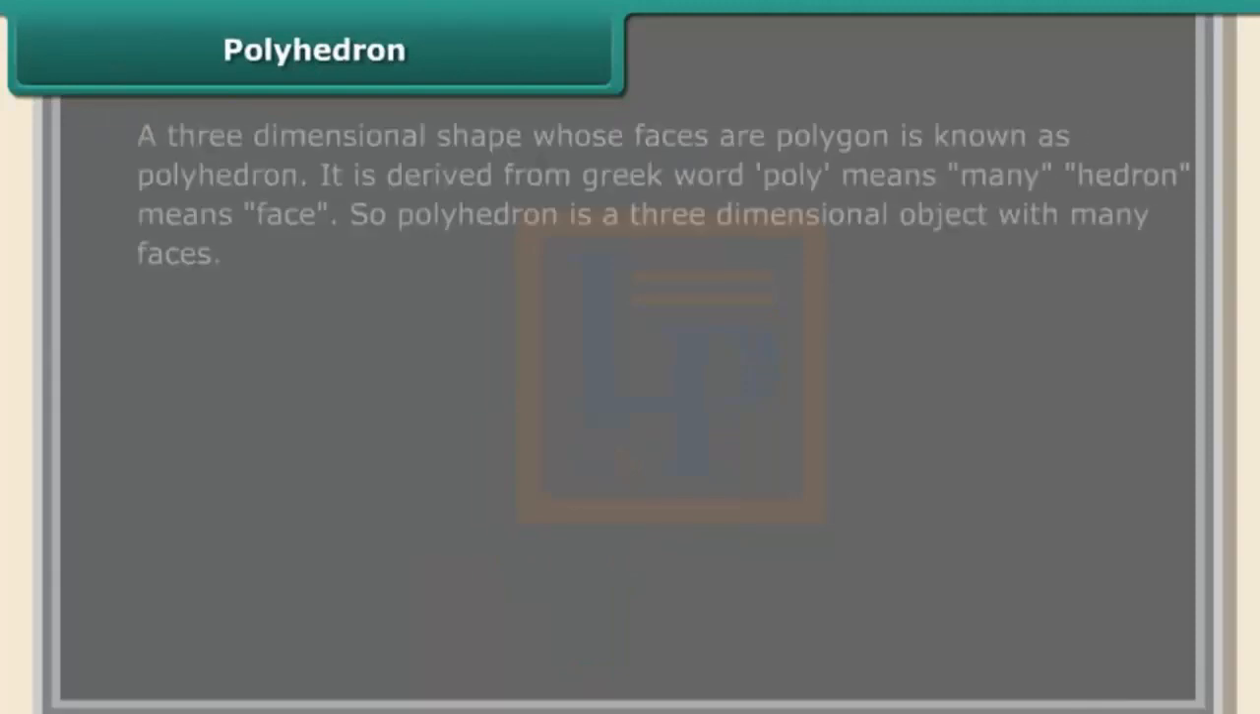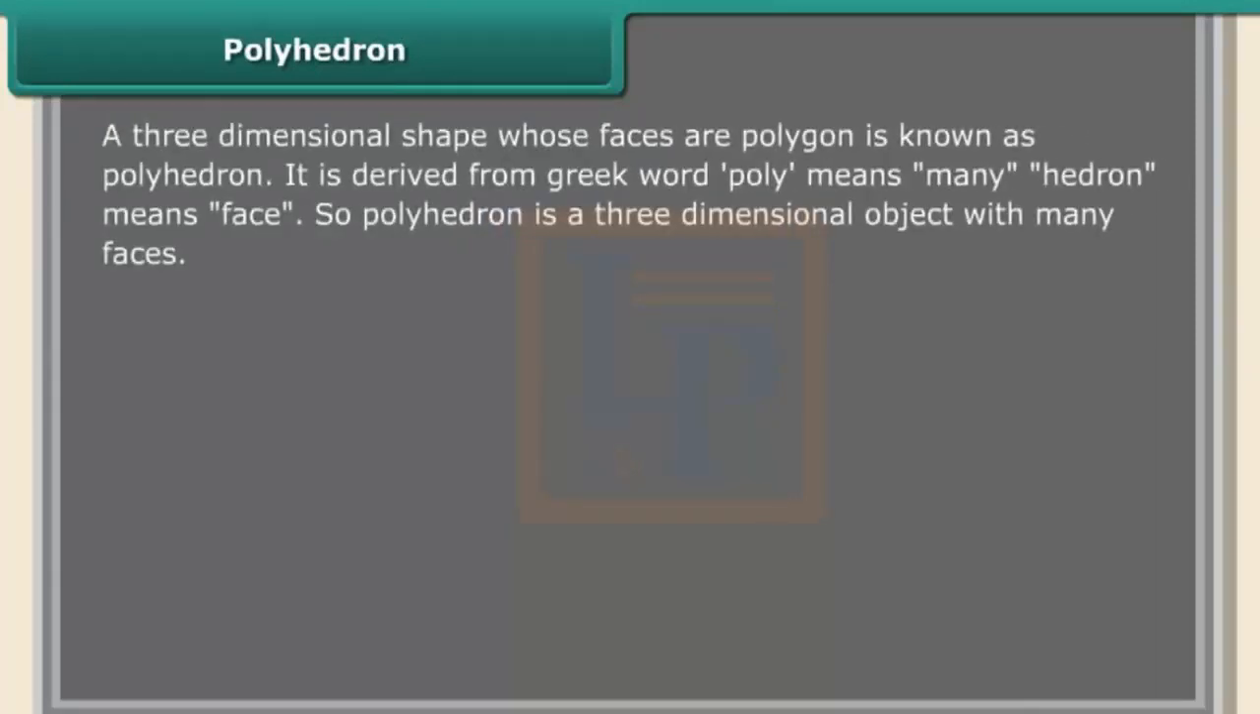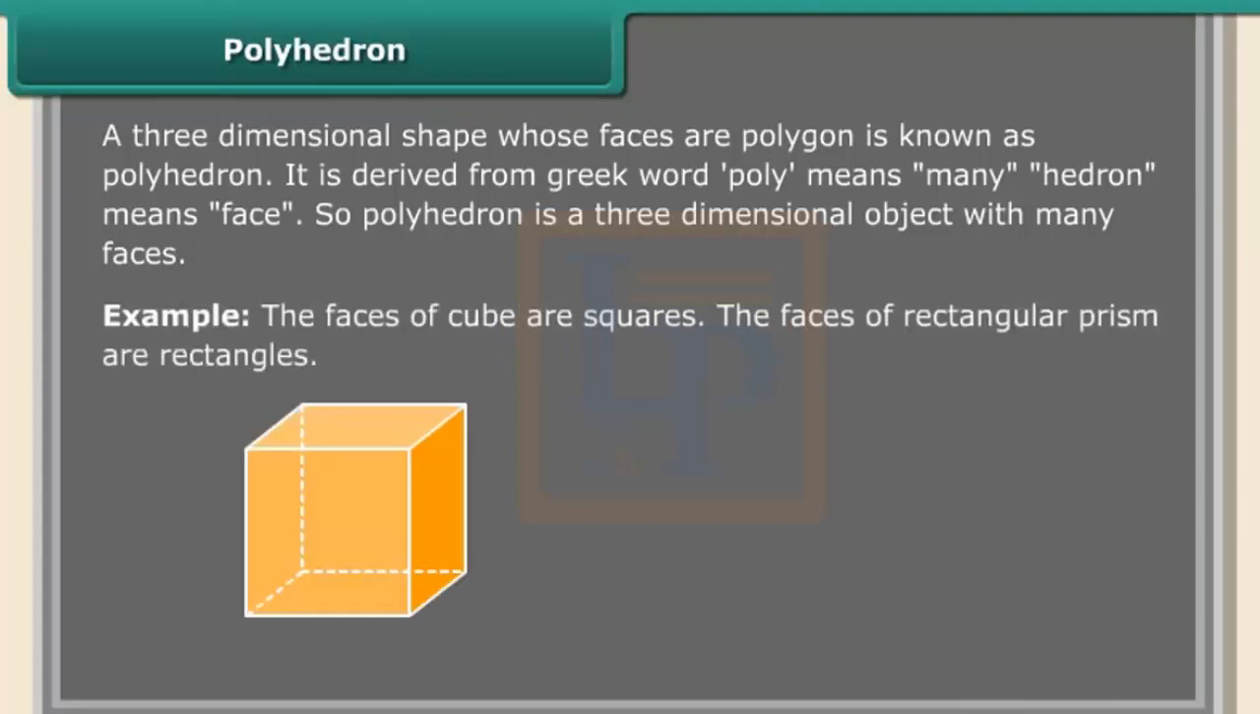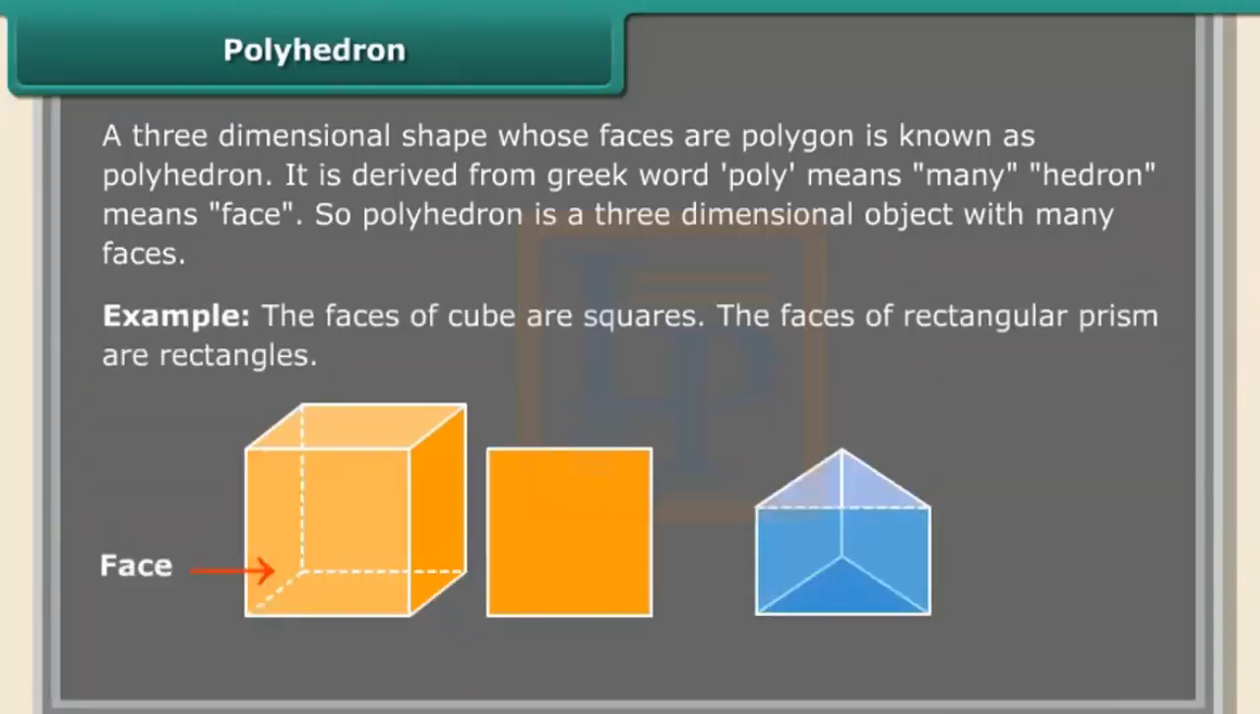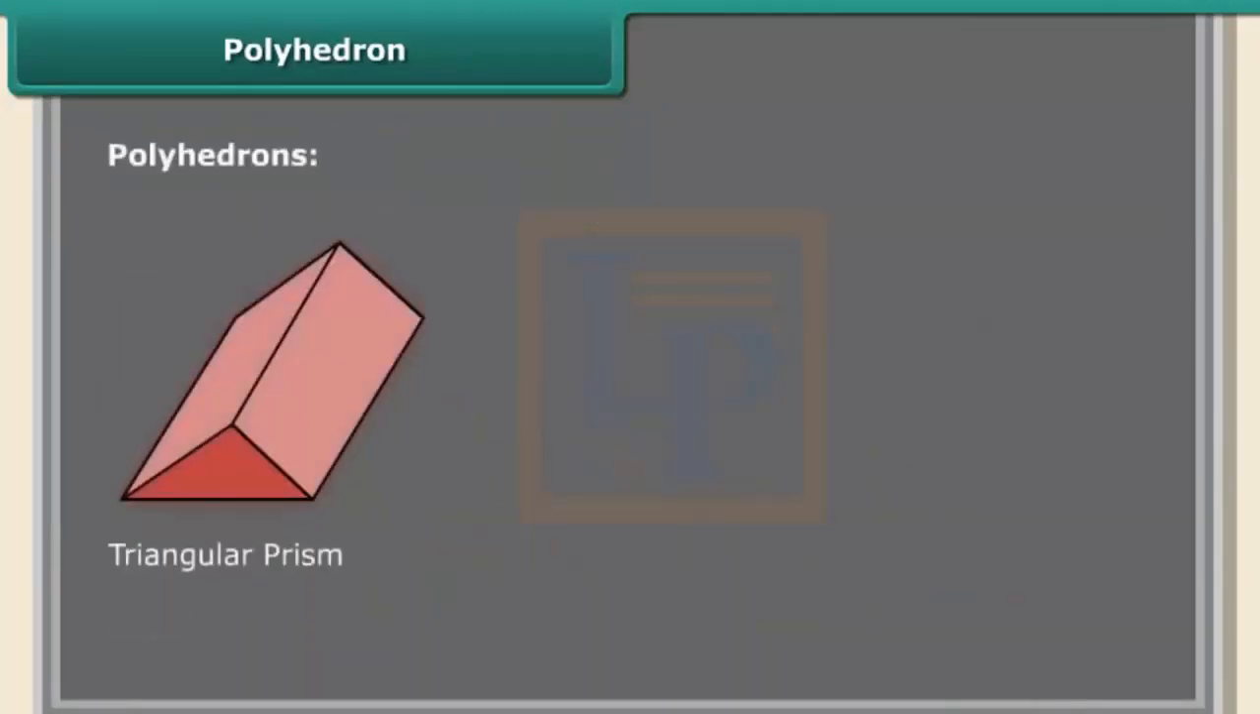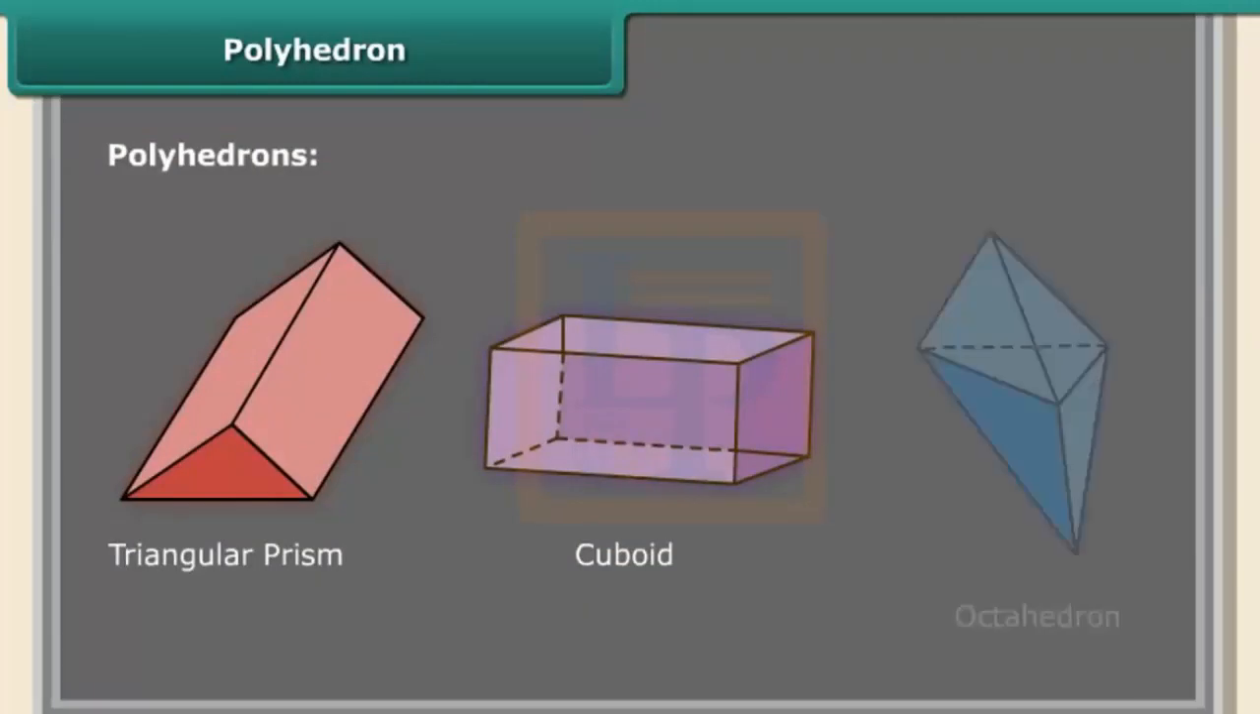Polyhedron. A three-dimensional shape whose faces are polygons is known as polyhedron. It is derived from the Greek word poly meaning many, hedron meaning face. So polyhedron is a three-dimensional object with many faces. Example. The faces of cube are squares. The faces of rectangular prism are rectangles. Polyhedrons: triangular prism, cuboid, octahedron.